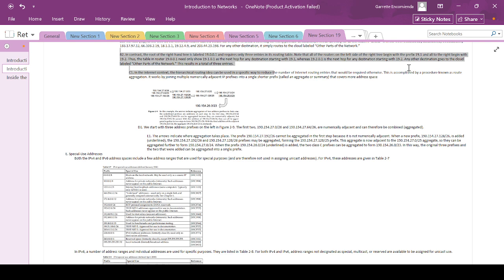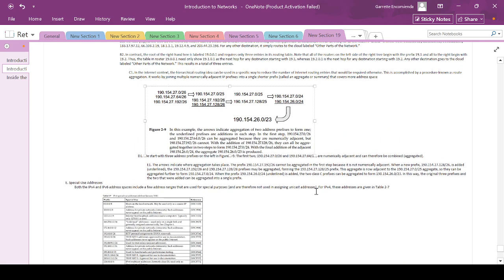In the internet context, the hierarchical routing idea can be used in a specific way to reduce the number of internet routing entries that would be required otherwise. As you can see, it only needed 3 entries. This is accomplished by a procedure known as route aggregation.